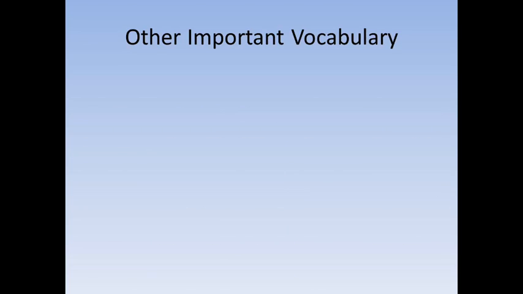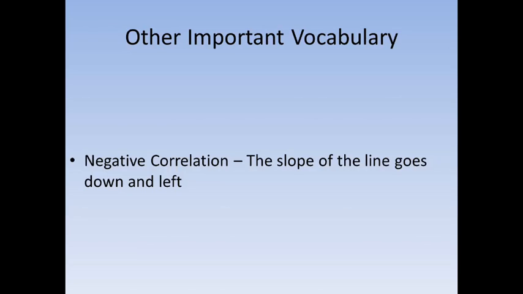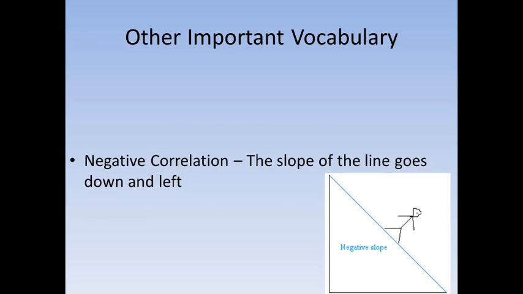Now we could have a negative correlation. That's going to be just the opposite. We know when we are graphing that negative numbers go left and down. So that's what this is going to do. The slope is going to go down.